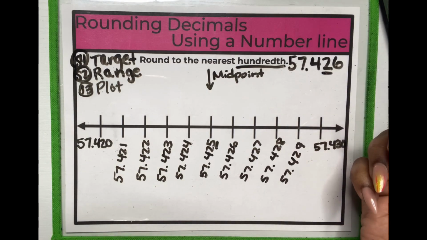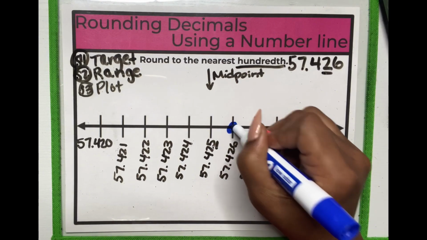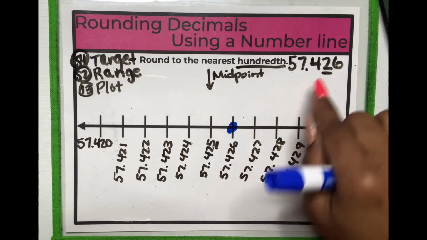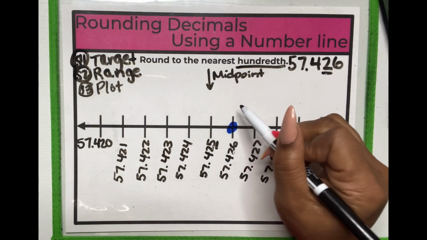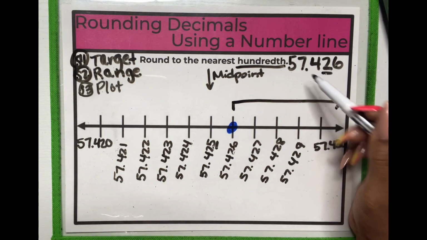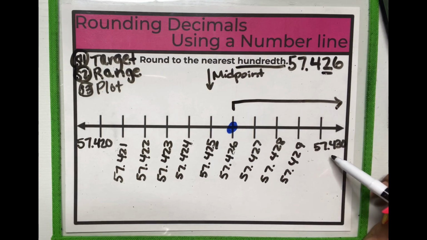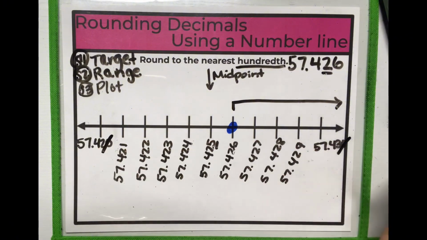All right, so I'm going to plot. Hopefully you said that 57 and 426 thousandths was right here. You can see right there. Since it's beyond the midpoint, it's greater than the midpoint, that means it's going to round up to the next hundredth. Hopefully you said round up. So our answer is 57 and 43 hundredths. We can get rid of the trailing zeros.